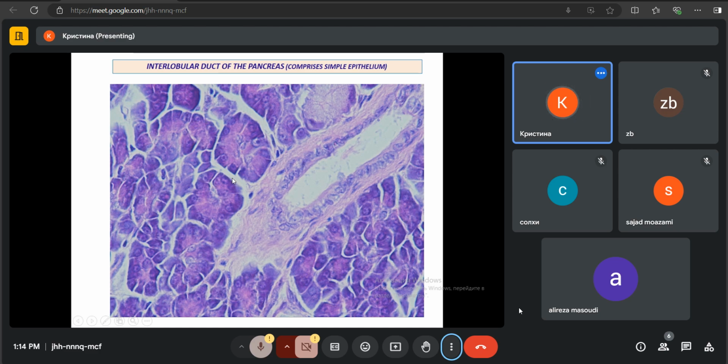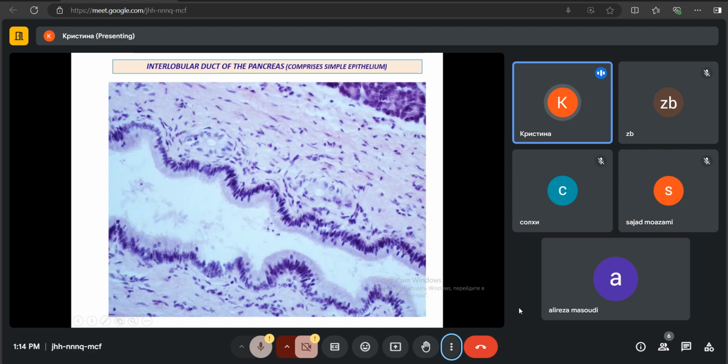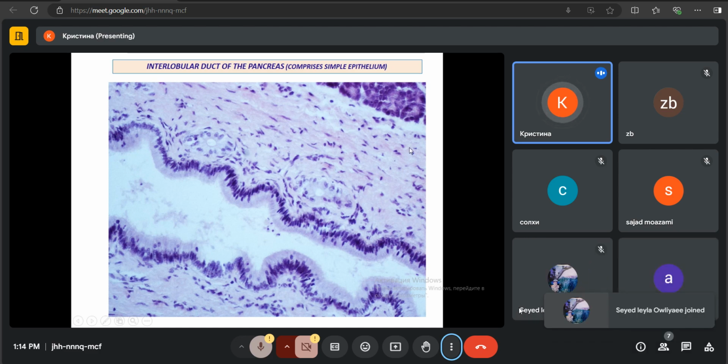Here we see a very large, or maybe the major interlobular duct of the pancreas. It still has a simple epithelium, but here the cells are columnar in shape. So the thickness of epithelium increases, but still we have only one layer of cells. It is surrounded with loose fibrous connective tissue, very thick layer of connective tissue between the lobules.